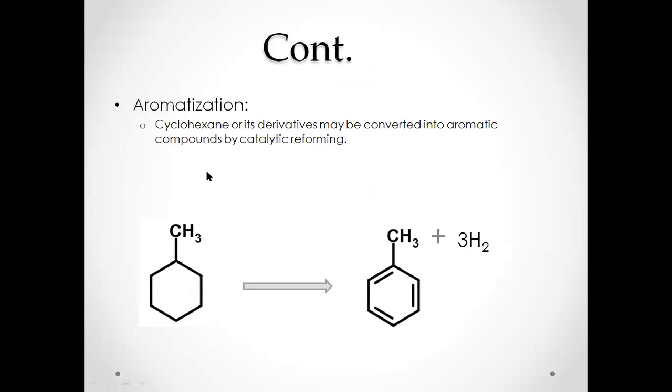Aromatization. Cyclohexane or its derivatives may be converted into aromatic compounds by catalytic reforming. This is an aromatic compound which has alternation of double and single bonds. So when we do aromatization of cycloalkanes, they can be converted into aromatic compounds. In this reaction, hydrogens will be removed, and the double bonds will form with the elimination of hydrogens.